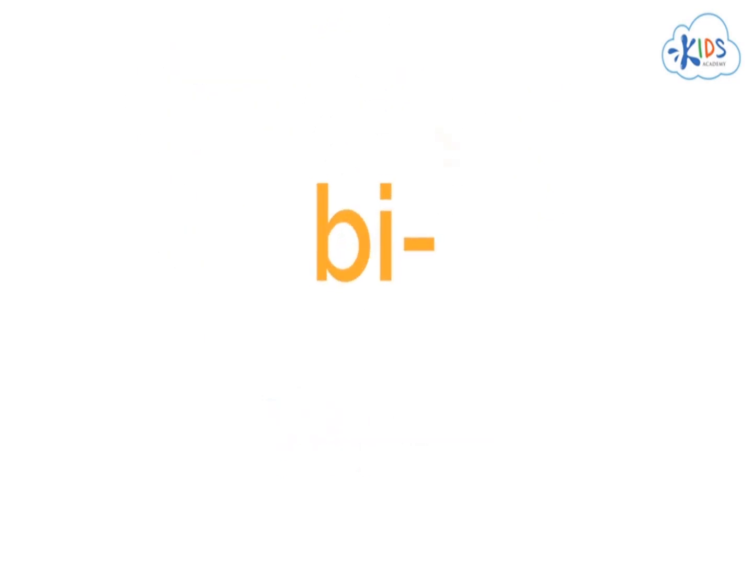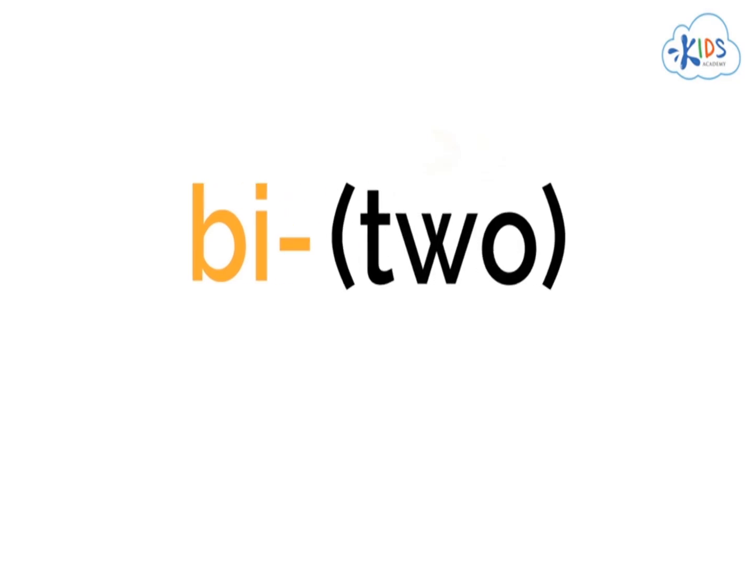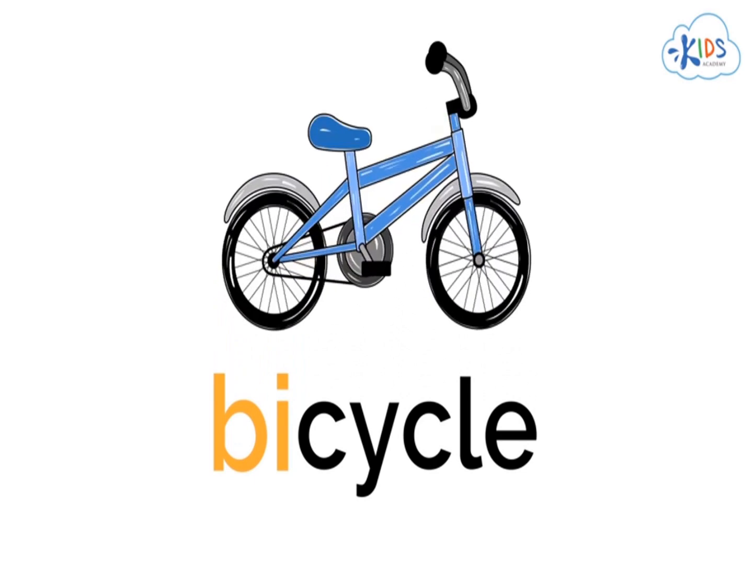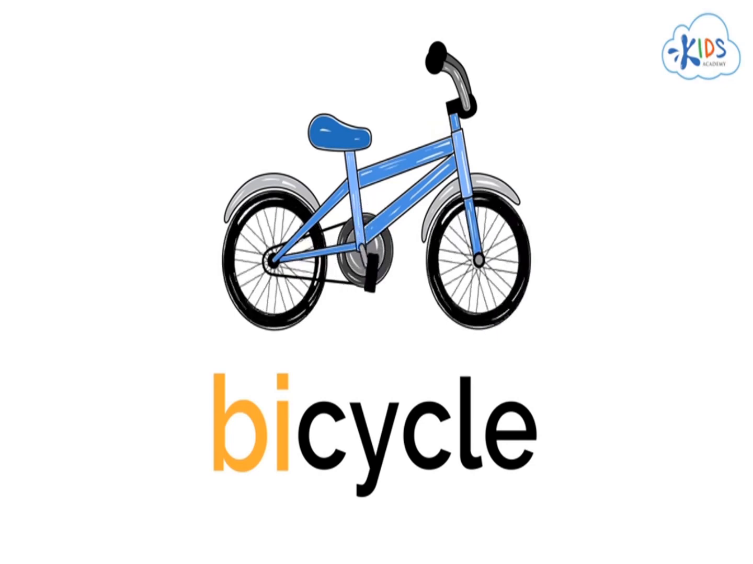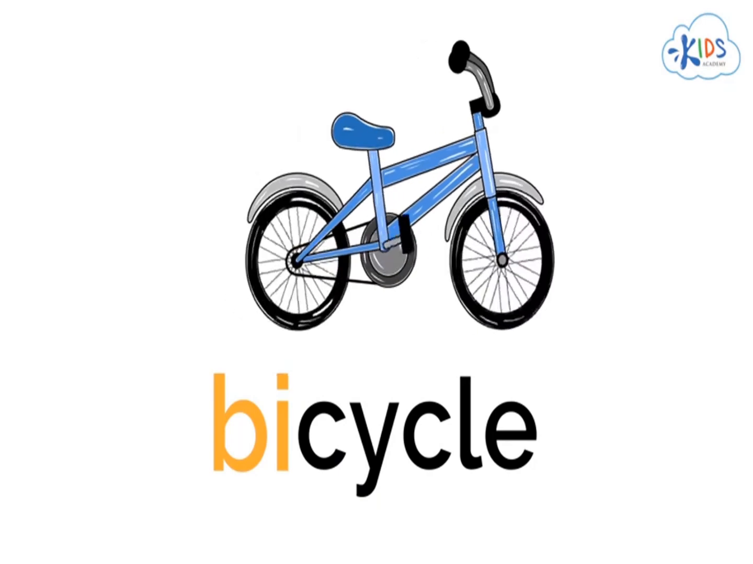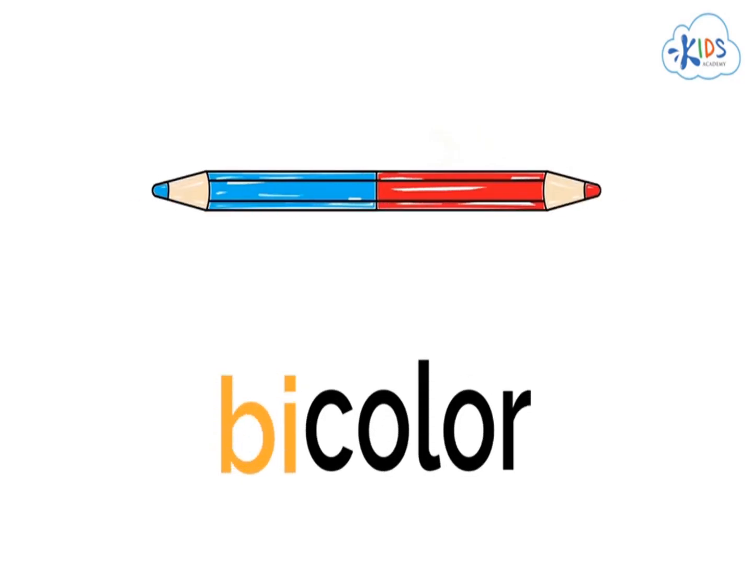Let's look at bi now. I know that bi means two. Do you think of bicycle? If we look at bicycle, it means there are two cycles or circles. Bicycles have two circles for wheels. Did you ever hear of bicolor? We know what color means. If we have bi or two in front of it, it would mean two colors.